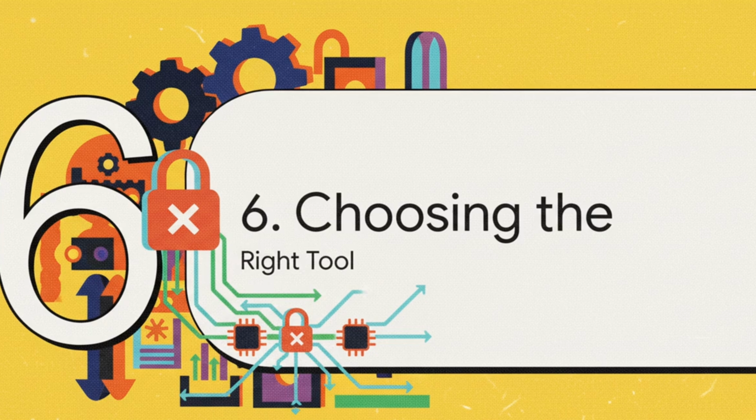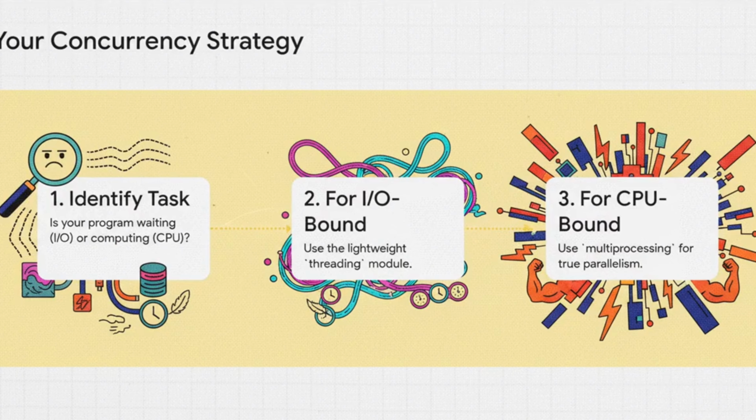Okay, we've covered a lot of ground, so let's bring it all together. What's the bottom line? How do you decide what to use? It really boils down to this simple strategy. Step 1, and this is the most important step, figure out what kind of problem you have. Is your code spending its time computing, or is it spending its time waiting? If you're waiting a lot, for networks, for disks, then use the threading module. It's lightweight and perfect for that job. But if you're doing heavy-duty computation, if you're CPU-bound, then reach for the multiprocessing module. That's how you'll unlock true parallel performance.